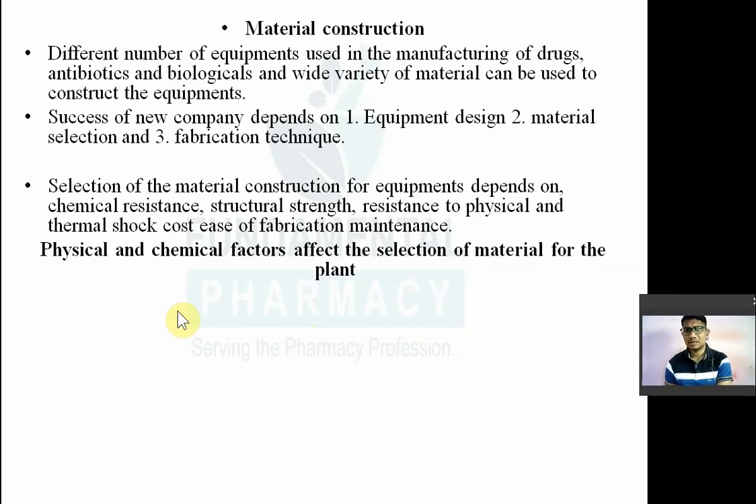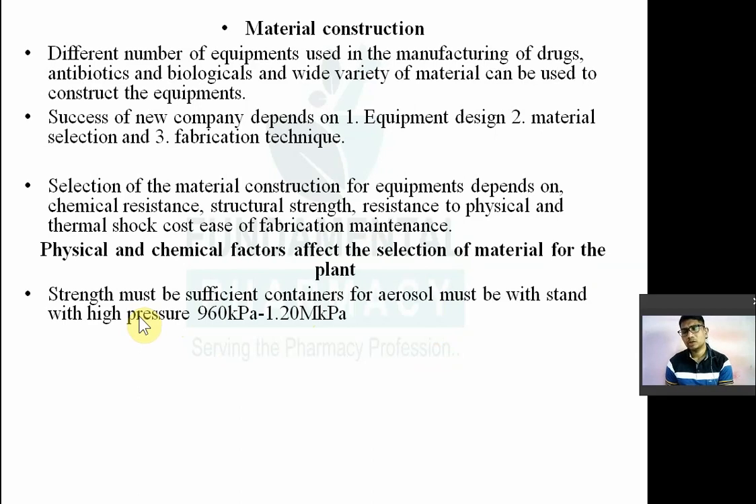Physical and chemical factors affect the selection of material of construction for your pharmaceutical plant. Your material should have enough strength. For example, an aerosol is a pressurized formulation where you need a very tough container. A container for aerosol should withstand a high pressure like 960 kilopascal to 1.2 megapascal.